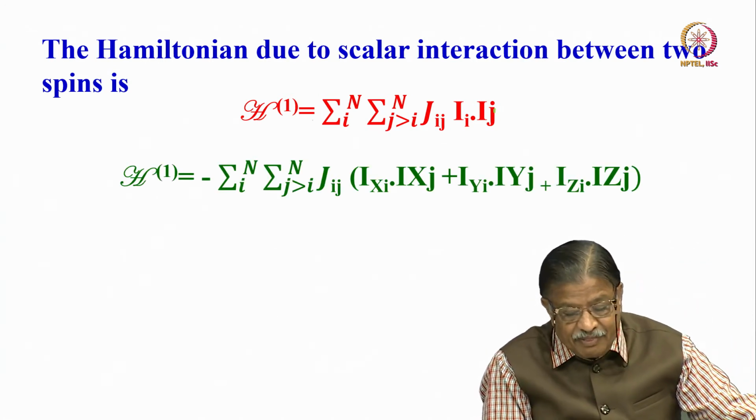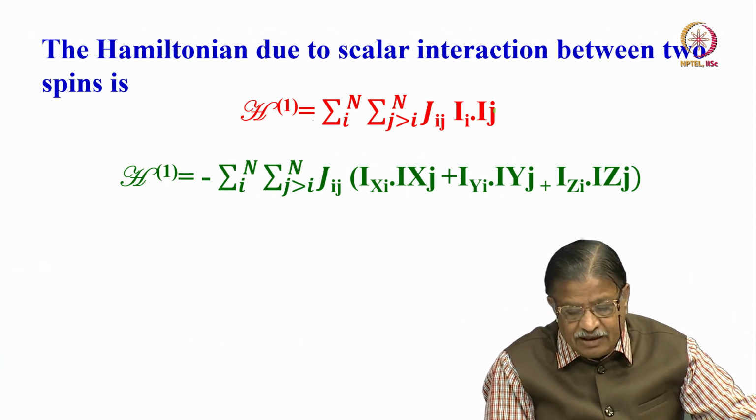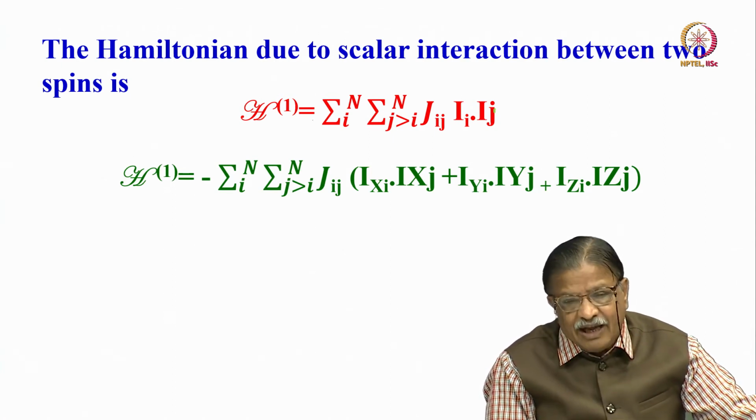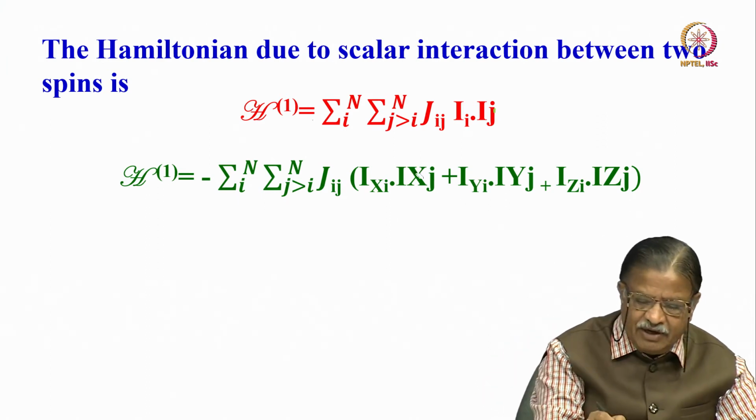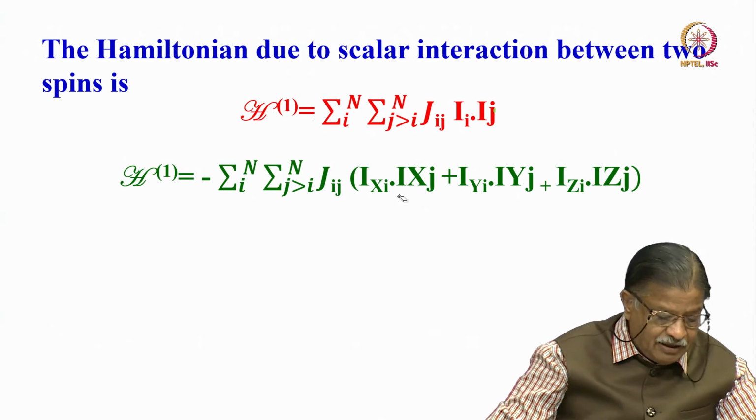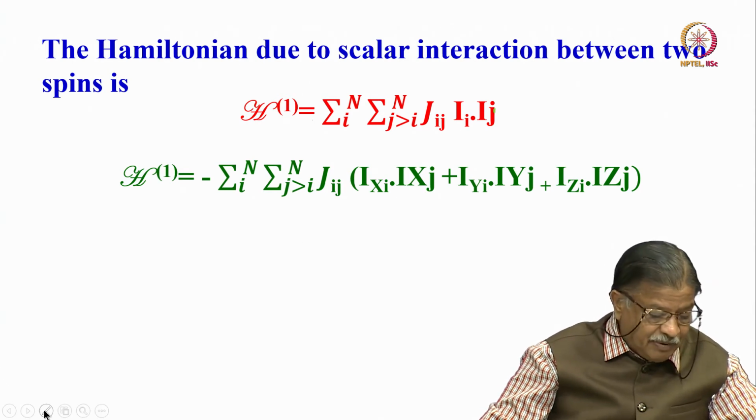this I and J, we can resolve into three components, x, y and z. This is a vector. So I resolve into xi and xj, okay, and then yi, yj, it is a product.